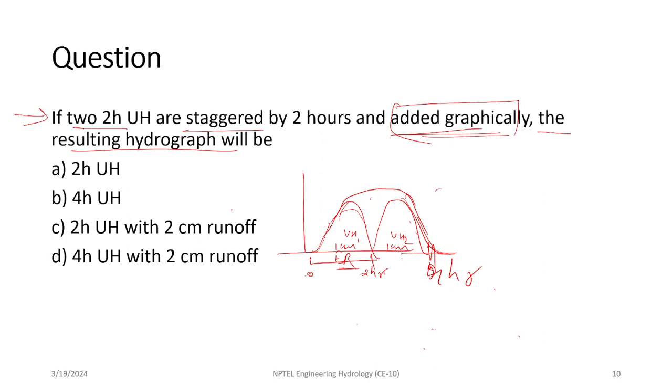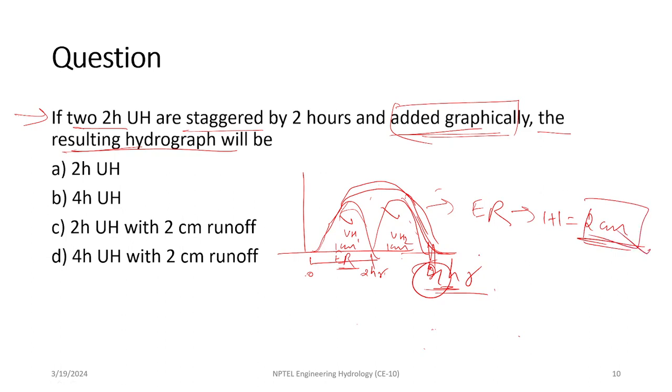And now it is asking that we have to find out the resulting hydrograph. So resulting will be adding up both the unit hydrographs. If you add up both the unit hydrographs, you will be getting 4 hour of duration for this unit hydrograph. At the same time, what will be the effective rainfall value here in total? It will be 1 plus 1, right? It will be 2 centimeters, right? Am I right or wrong?